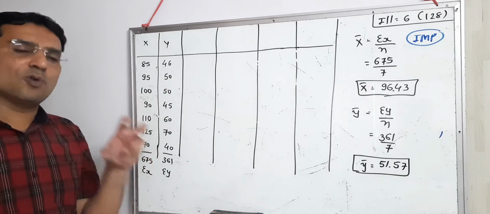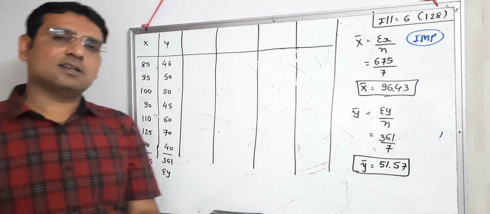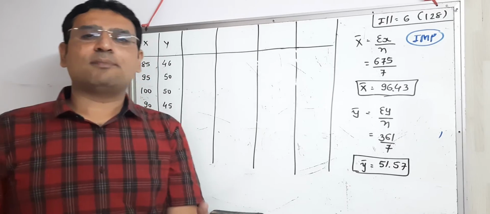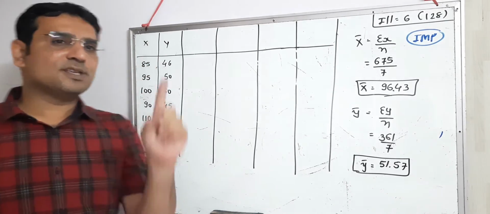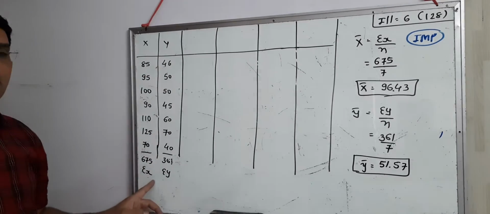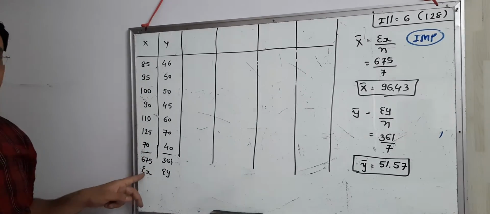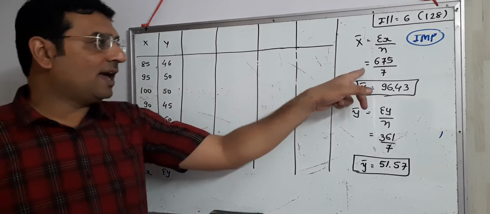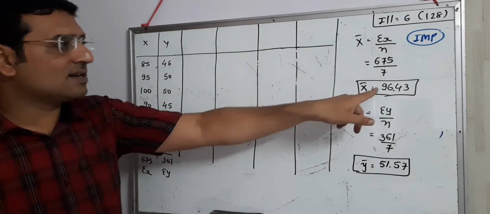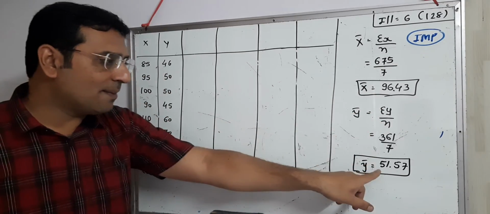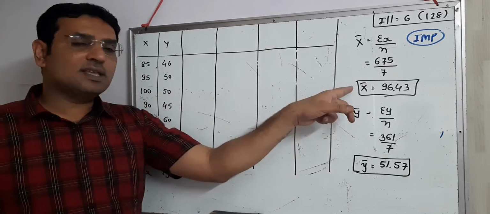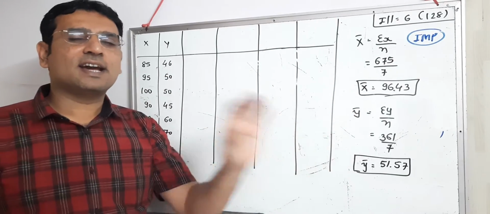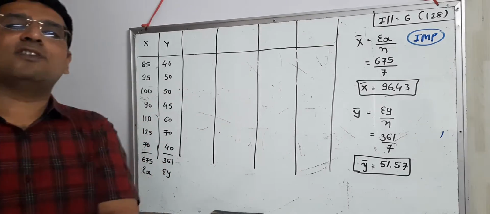Now how to proceed in this sum? Like other sums, I am repeating this in every sum. Your first step is what? First step is to calculate x bar and y bar. So sigma x is 675 upon n, that is the number of pairs, 7, giving 96.43. And y bar is 51.57. Using this x bar and y bar, which are our indicators, we will decide which formula we will use.